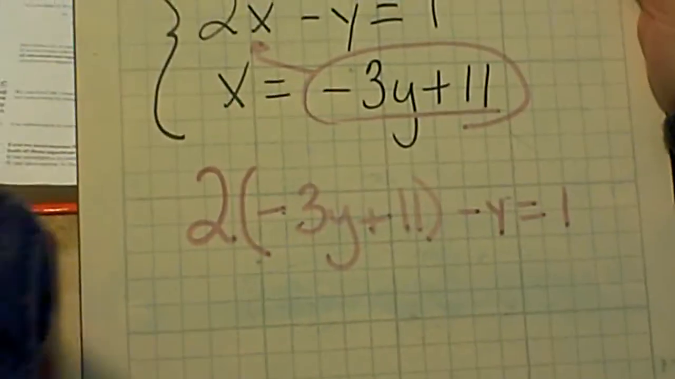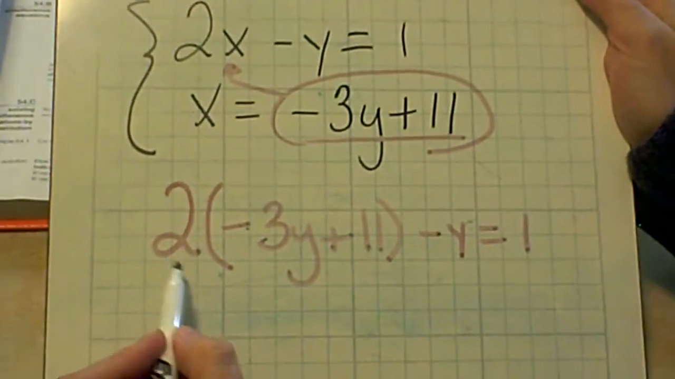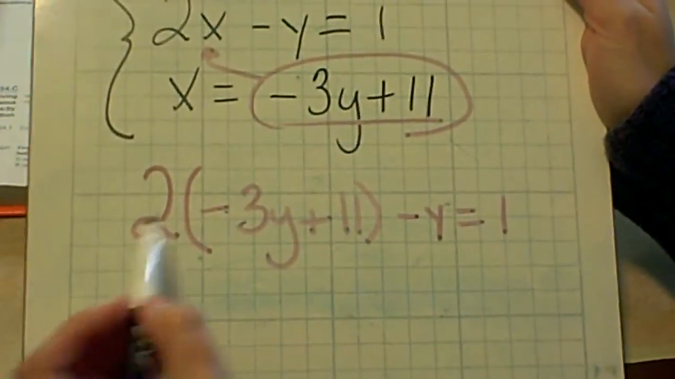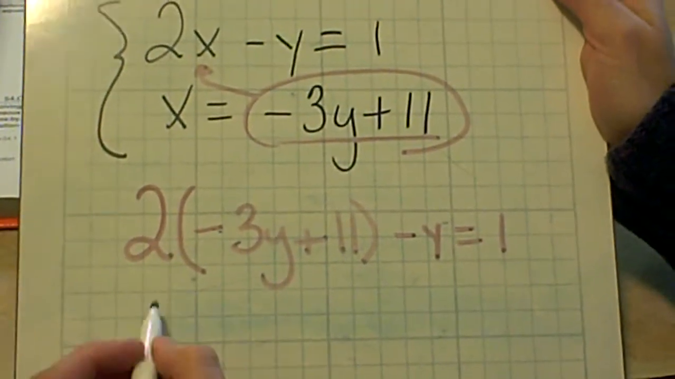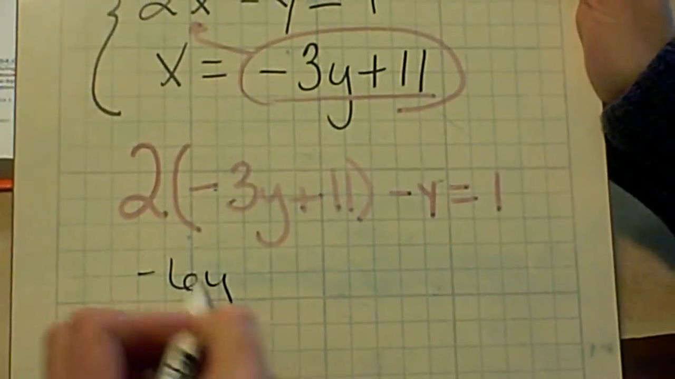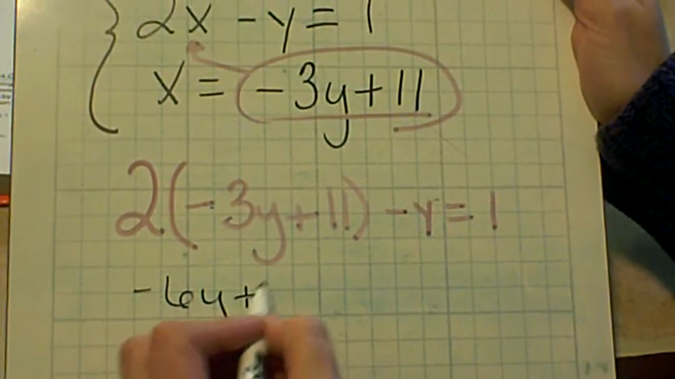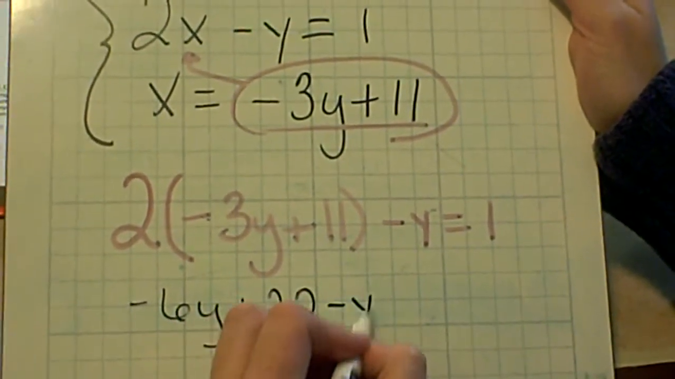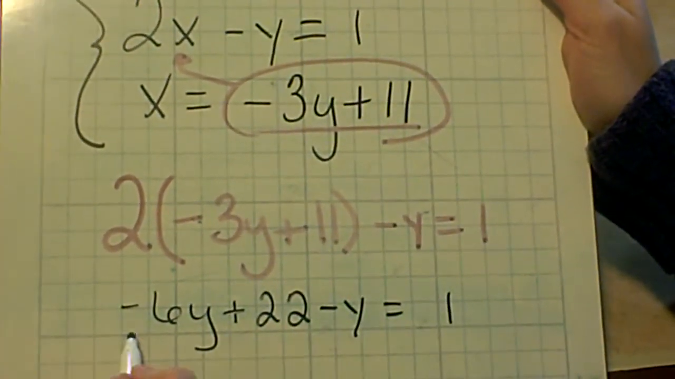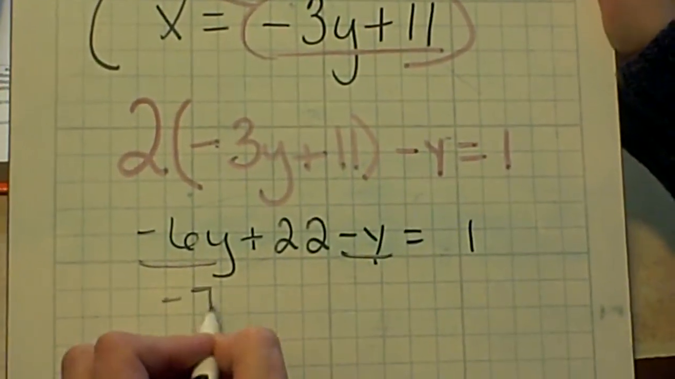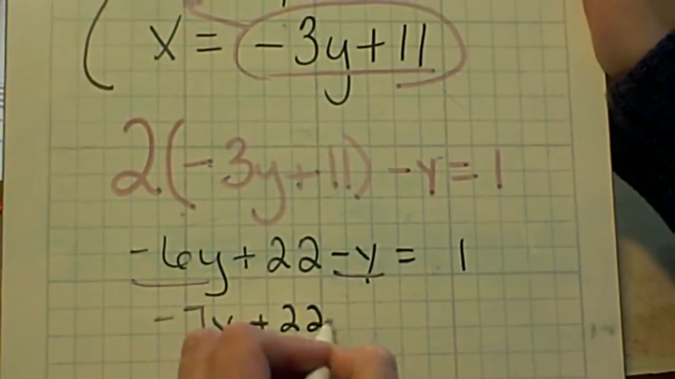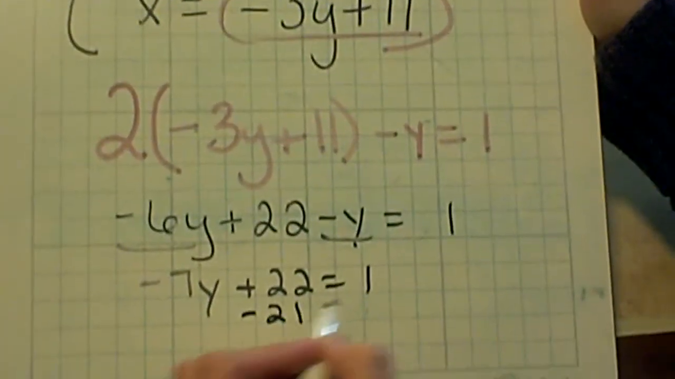And then I'm going to finish writing the equation, -y equals 1. I'm going to finish solving in black so it's easier to see. So now we would just distribute here, and if you notice, the only letter left in this equation is a y. And then we would go -6y, and then 2 times 11, so 22, minus y equals 1. Now just combine your like terms. -6y minus y would give us -7y plus 22 equals 1. Then just continue to solve.